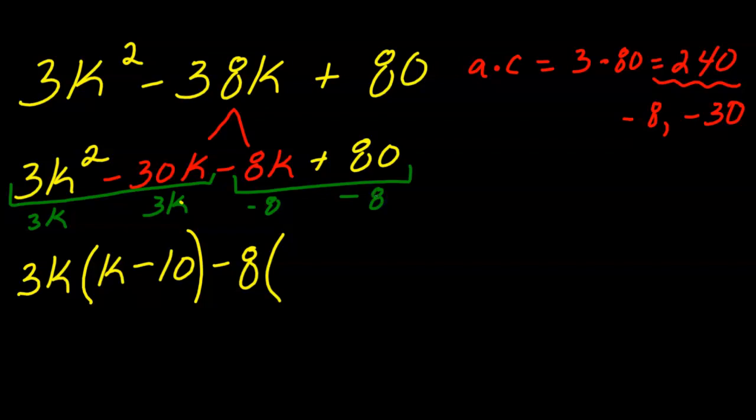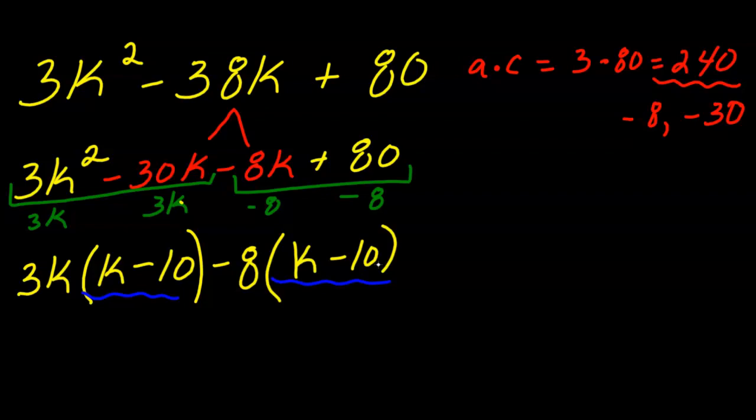And then we divide. Negative 8k divided by negative 8 just leaves me with a positive k. And 80 divided by negative 8 leaves me with a negative 10. And this is good because look at this. These guys match. And that's what you want to happen. If you pick the right numbers when you're doing this step over here, then these will match.